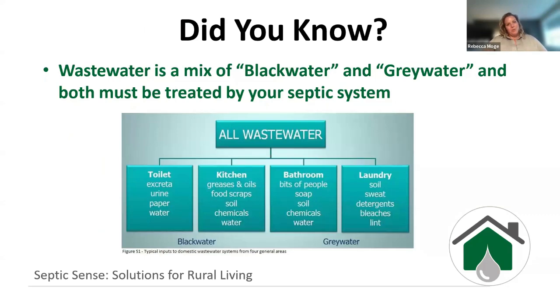So what is wastewater? Often we hear the terms black water and gray water. Both of those actually require treatment by your septic system. Gray water is wastewater from your bathroom: showers, your sinks, laundry, things like that. And then black water would be the sewage from the toilets, and waste from the kitchen, greases and oils, things like that.